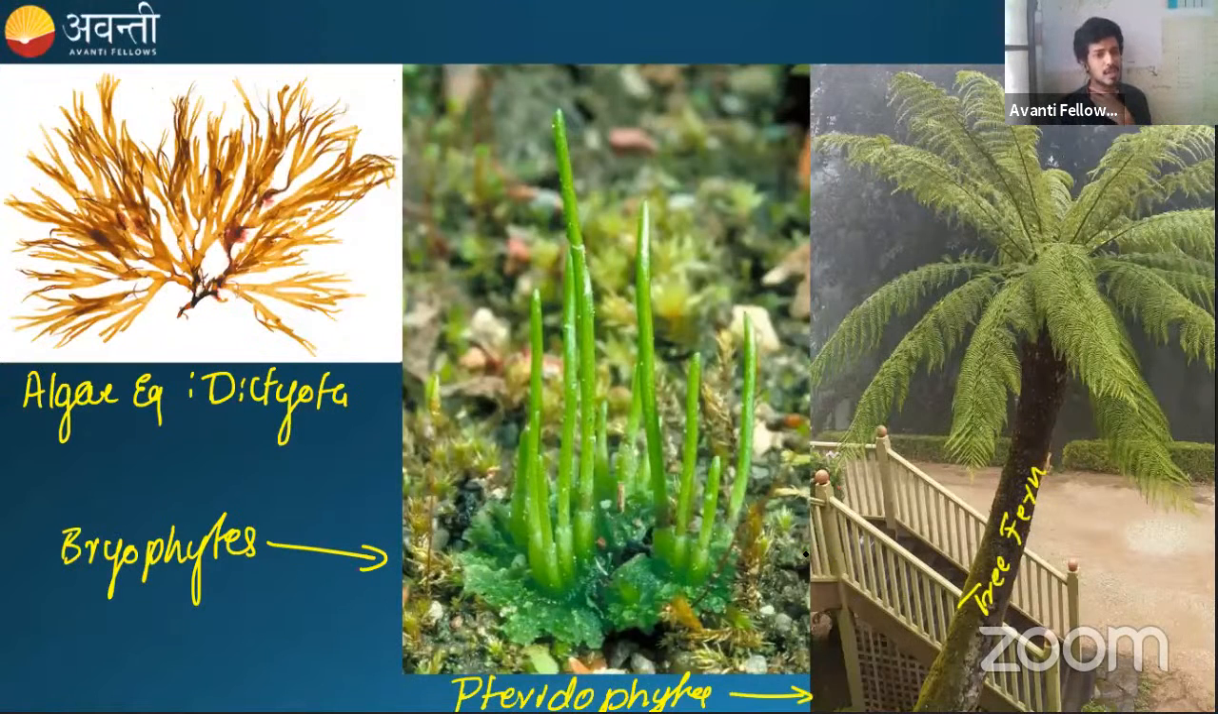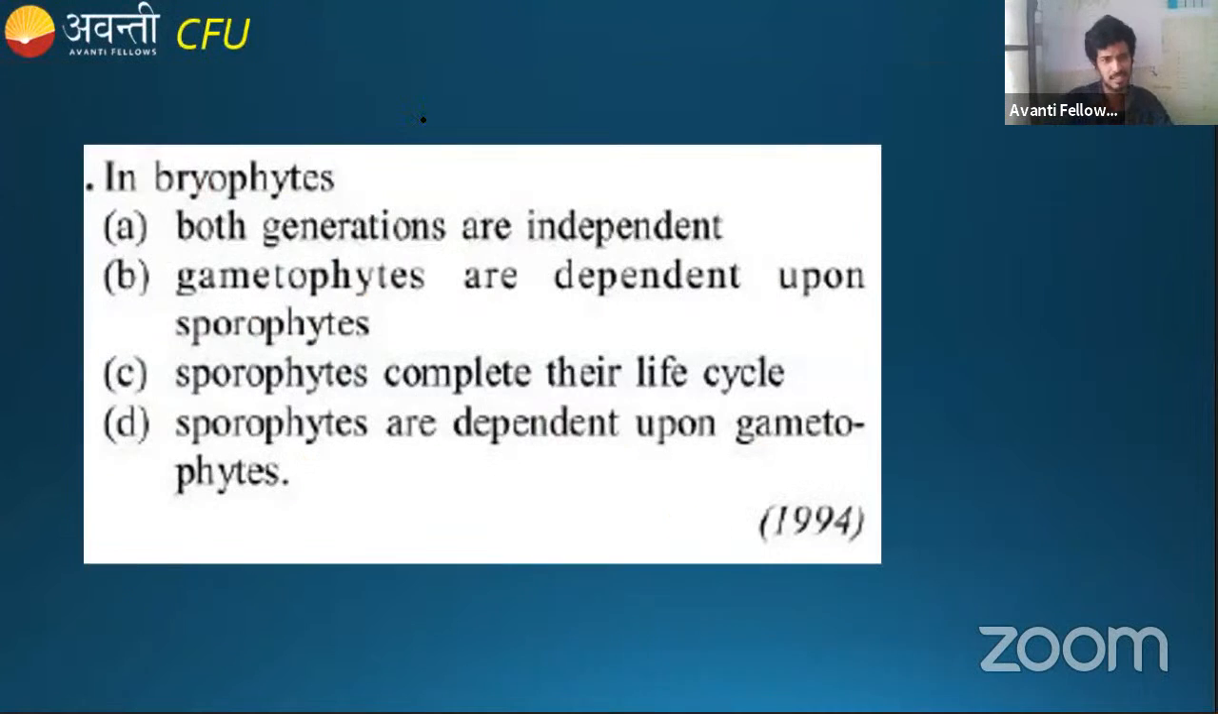So not Ectocarpus. This one is one of the examples. This looks like a palm tree or coconut tree, but it's actually a kind of fern. Just imagine how large it will be. The ferns will be large. So haplodiplontic will be seen in all these three groups. There are several types.